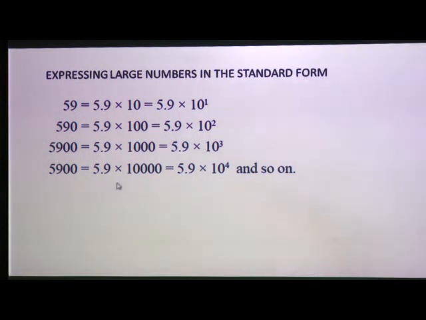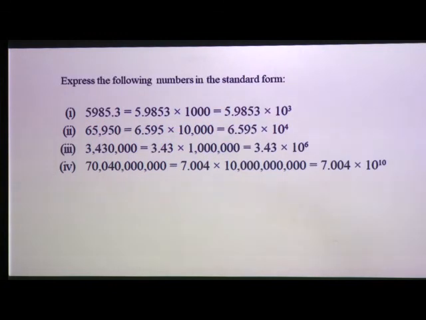So on, we just put a decimal point after the digits, count the number of digits after the decimal, multiply the number by 10, 100, 1000 or 10,000, and write it in exponential form as 10 raised to the power of 3, 4, whatever it is. Now, I have some examples with me: write in standard form.